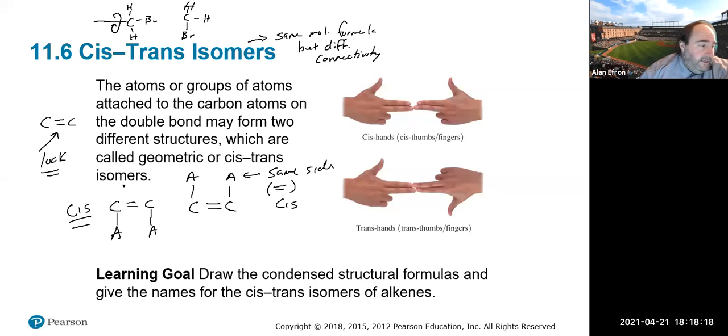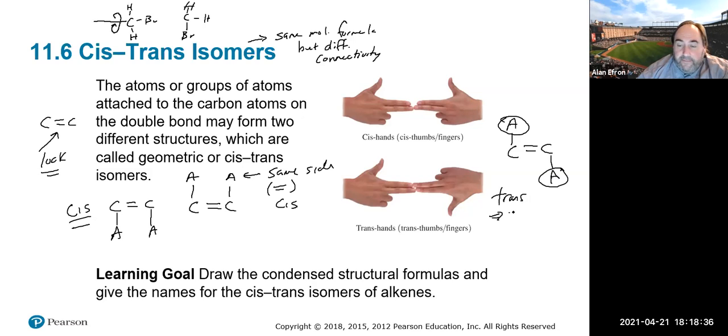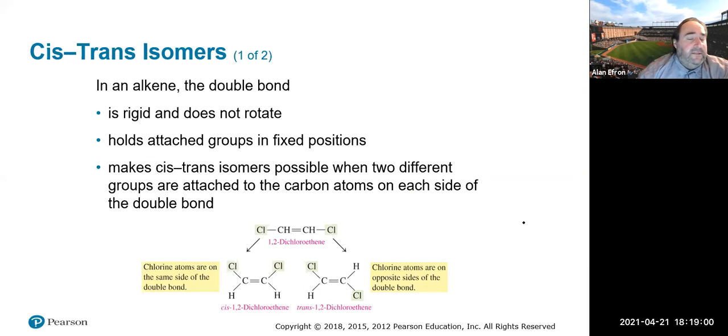You may lock into place where one group is above the double bond and one group is below the double bond here. And this sort of opposite locations is what is referred to as the trans isomer, basically opposite sides of the double bond. So we do get these cis and trans isomers that develop. And again, it really is a result of that double bond locking everybody into place. You lose that free rotation that you have when it's just single bonds that are occurring.